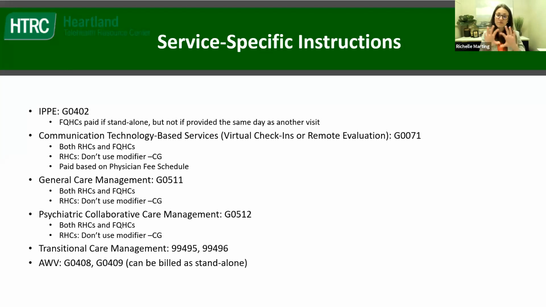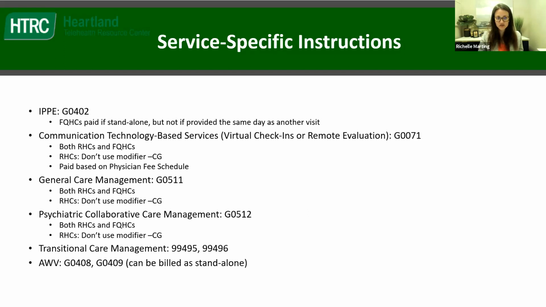So what we're going to do for both of those categories for RHCs and FQHCs to Medicare, when we do either a virtual check-in or a remote evaluation by photo or video, is report G0071 as the procedure code in field 44 of the claim.